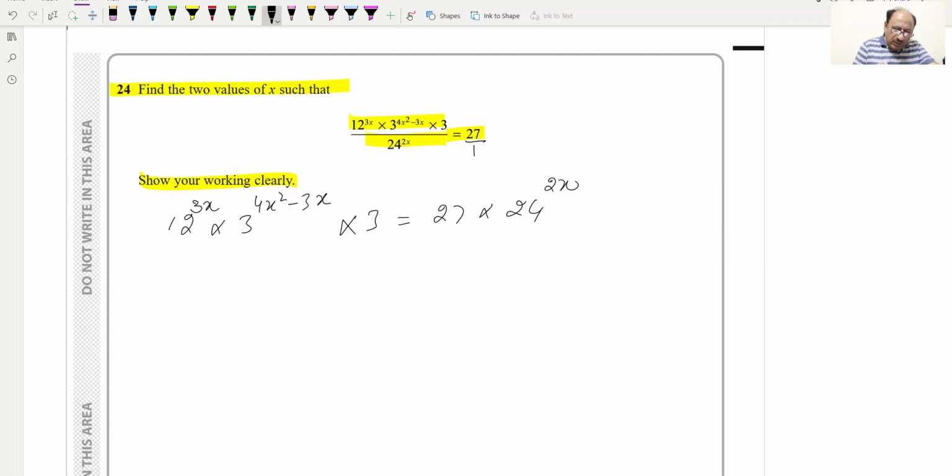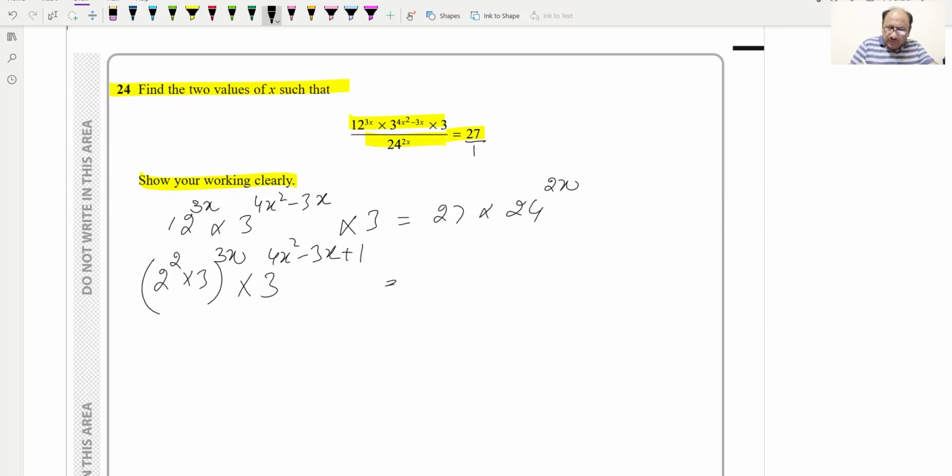So basically, 12 we can write as 2 raised to power 2 into 3. So I will write (2 raised to power 2 into 3) whole raised to the power 3x. This is only for this one. Hopefully you understood this. And then the rest I will write as it is, 3 raised to 4x squared minus 3x, and I will combine this also, and when bases are same, powers will be added, and this will be plus 1.